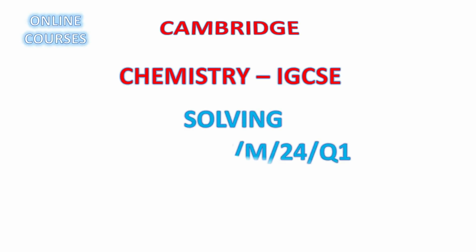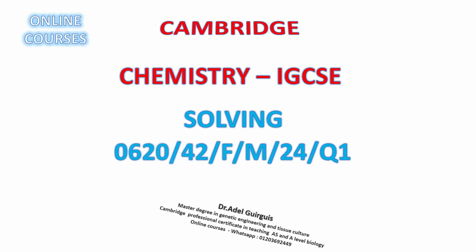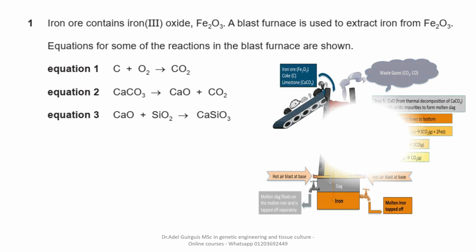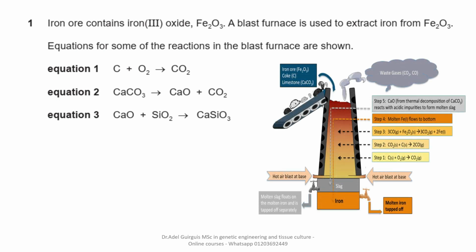In this session we will solve question 1, paper 42, February March 24. Iron ore contains iron 3 oxide, Fe2O3. A blast furnace is used to extract iron from Fe2O3. Equations for some of the reactions in the blast furnace are shown.